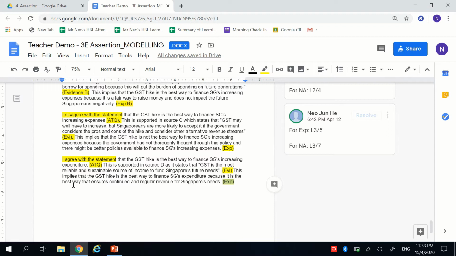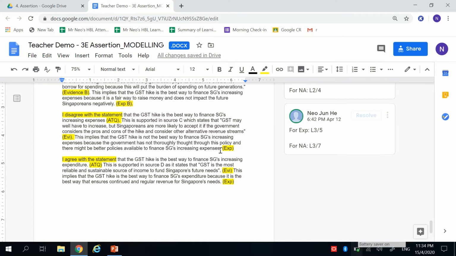The GST hike is the best way as it ensures continued and regular revenue. GST is the idea where every time someone in Singapore buys goods, they pay an extra amount of tax. This tax goes to the government. And since every day we spend money on different goods like food, transport, and education and healthcare, as long as there's people spending money every day, there is continued and regular money for the government every day. Which is why the professor in the source is arguing that, hey, this method is actually the best because there's money coming in daily to support the government. So this is the idea of continued and regular revenue.